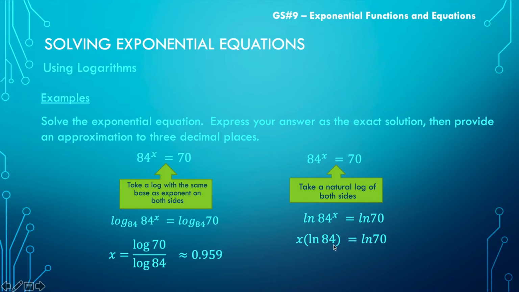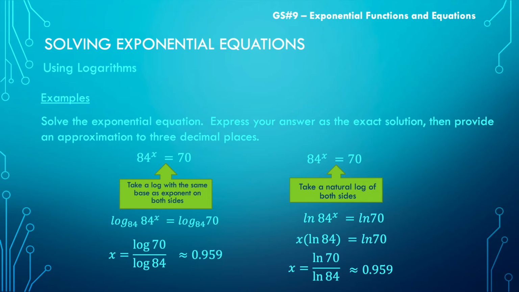And then we could use what we know about isolating x. x is multiplied by ln of 84, so to isolate x, we would divide both sides by ln of 84. And notice they look an awful lot alike. ln of 70 divided by ln of 84 and log of 70 divided by log of 84, they're the same thing. They're just a different base of that logarithm. And you can sub that into your calculator and verify that, but definitely you should get the same answer.